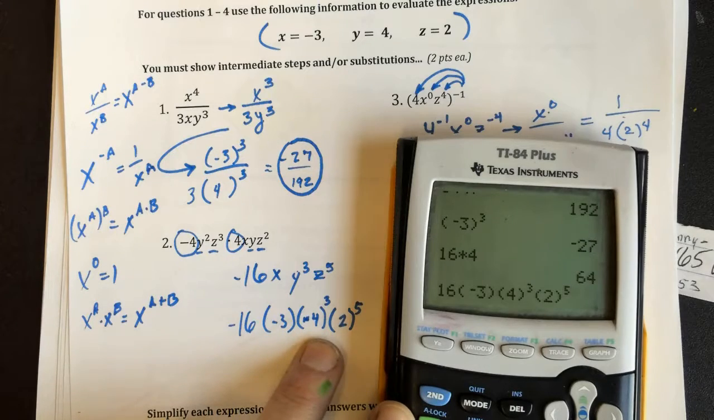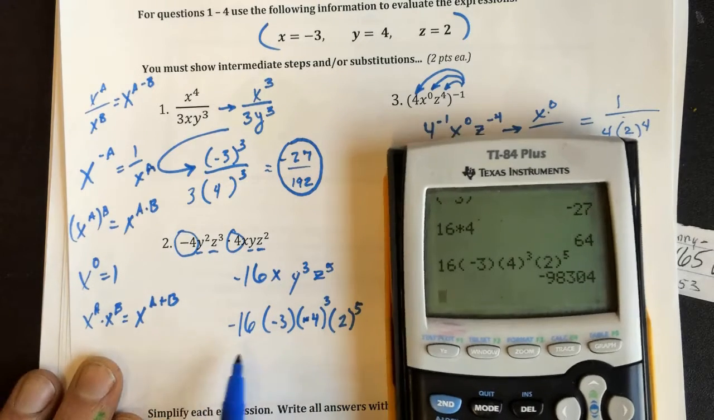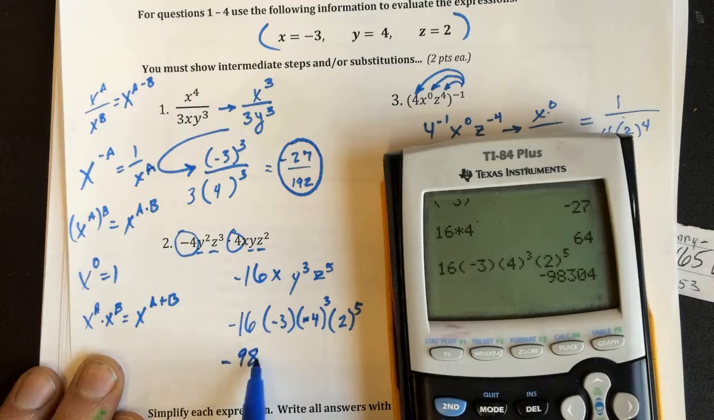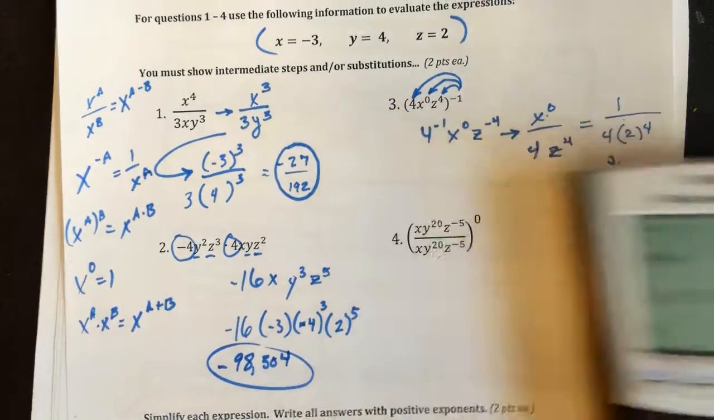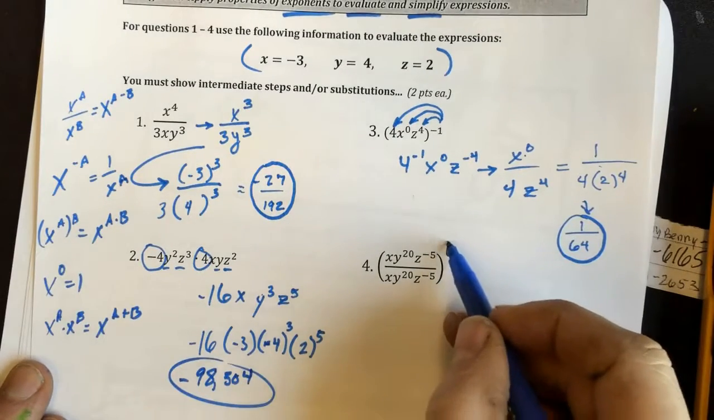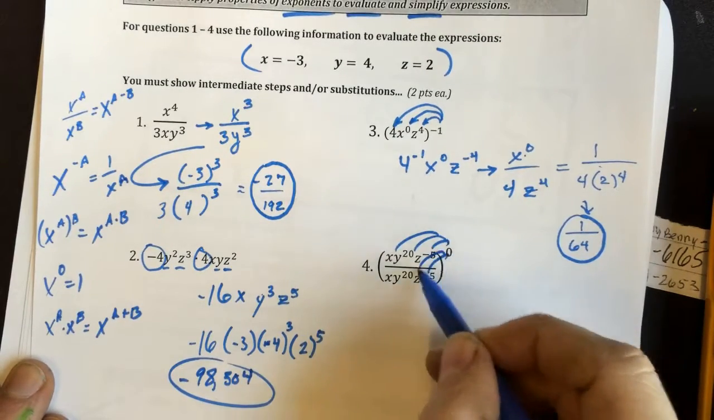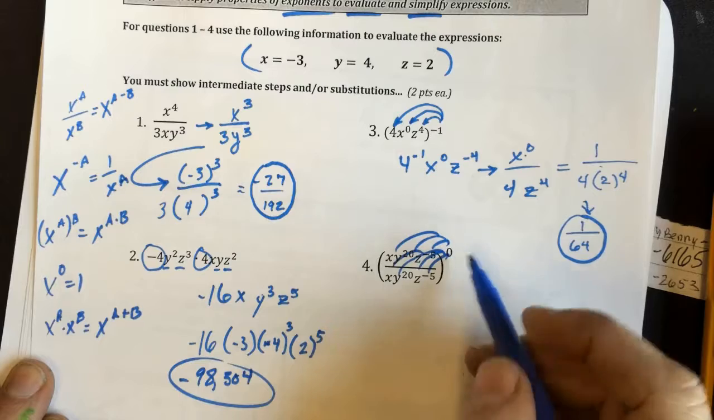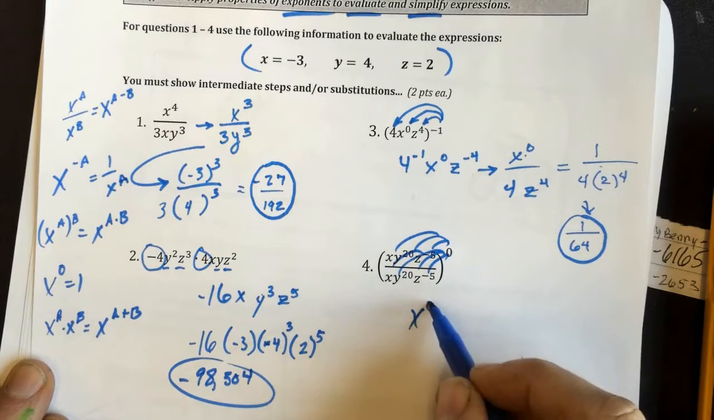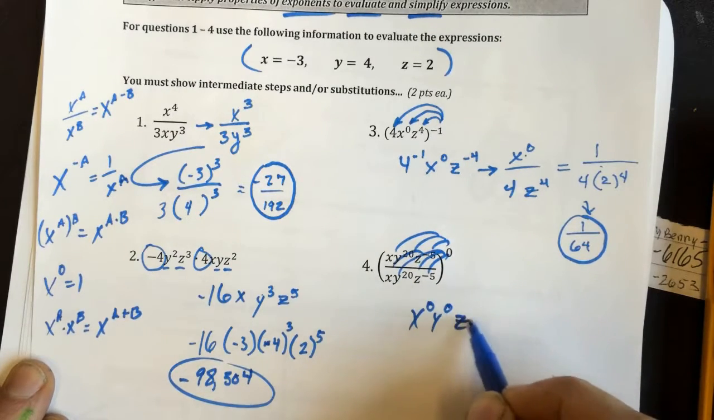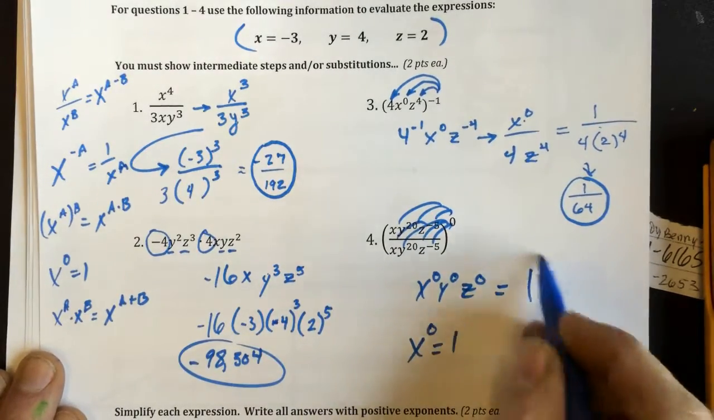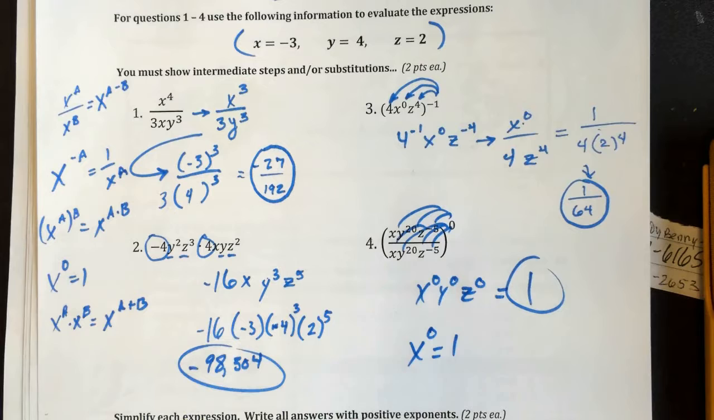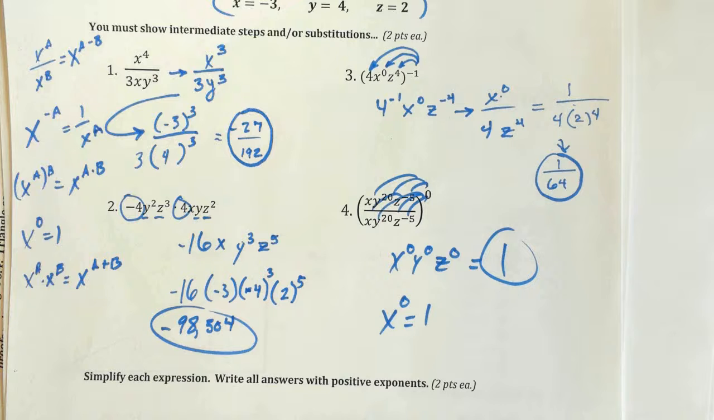So there it is, all typed out, and the final answer there is negative 98,304. Finally, in this section, I want to point out that with a power of a power, you'd be multiplying all these by 0. Everything's going to come out as to the 0 power. Anything to the 0 power is 1. This complicated beast is nothing more than 1.